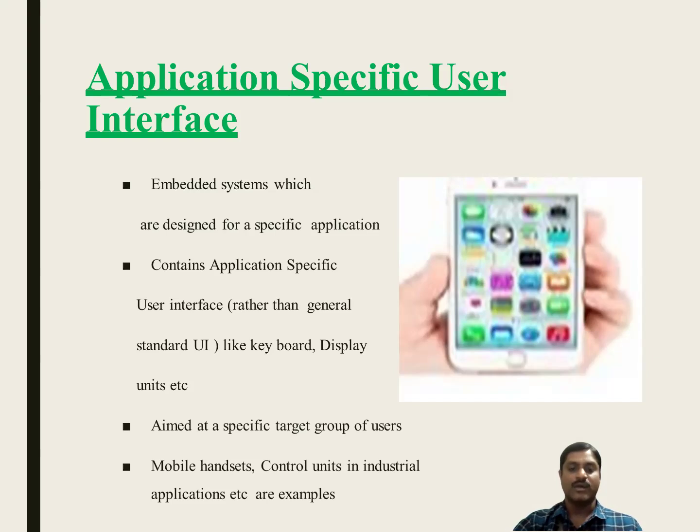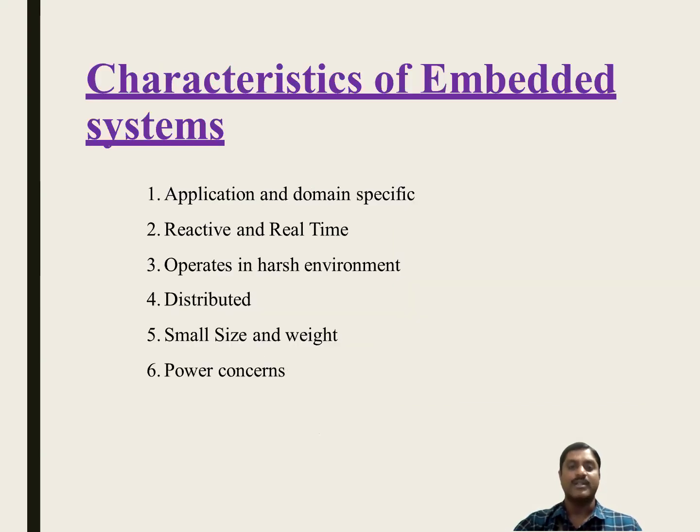Next, coming to the next topic, characteristics of embedded system. These embedded systems can be characterized as application and domain specific. The second one is reactive and real time. The third characteristic, it operates in harsh environment and it can be used as a distributed system. Another characteristic is small size and weight. Next, power concerns. All these are the characteristics of embedded system.